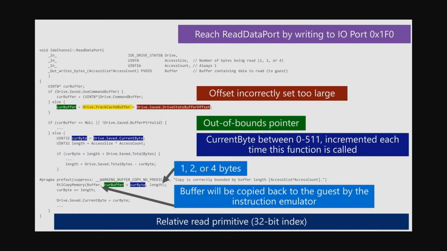Now there's a corresponding function here called read data port. It pretty much does the opposite thing. It uses those same 3 variables to compute a pointer, but instead of writing to that pointer, it reads from the pointer. It copies that data into a buffer, which will eventually be returned to the guest. So this gives me a relative read primitive with a controlled, unsigned 32-bit offset.